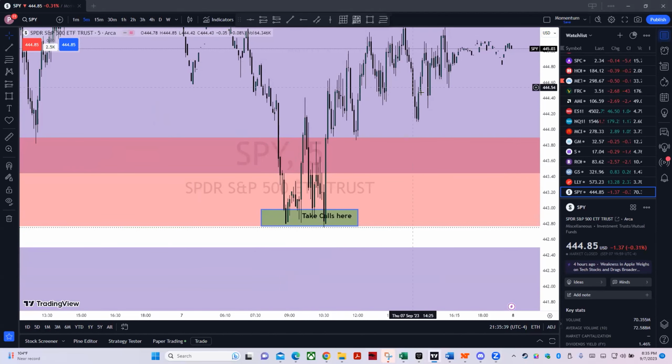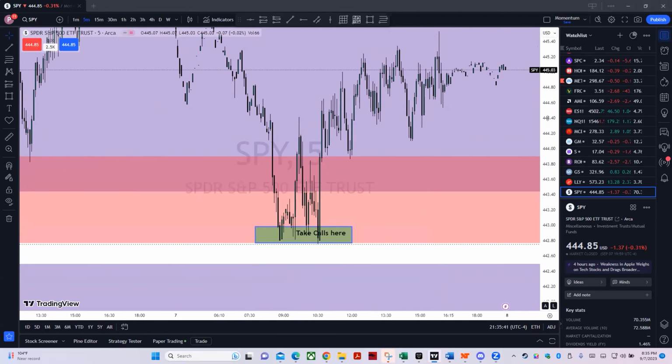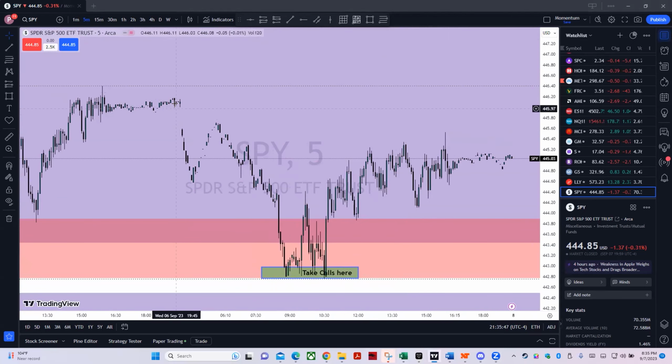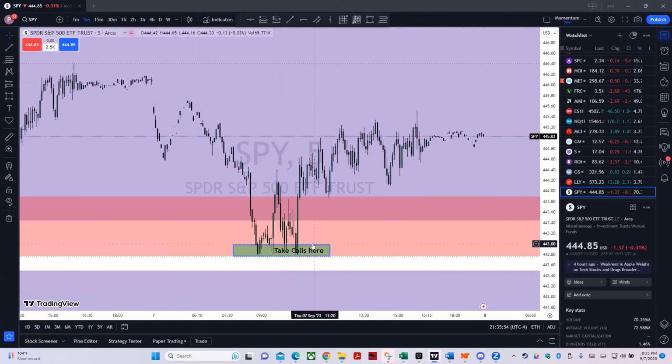Took the calls here and they ran. That was enough for us to get in and enjoy a 100% plus play. And even on the 5 minute, we still see that we have a liquidity void right up here. So that'll be good to look forward to tomorrow.